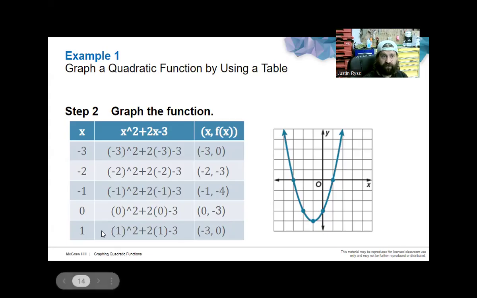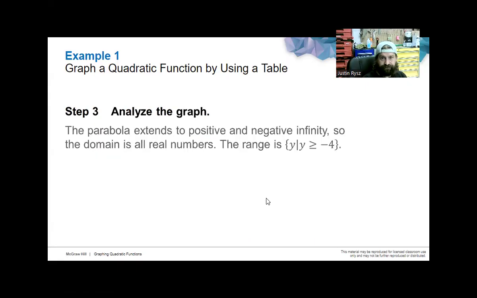Same thing with 1 and -3. They're both 2 spots away from the vertex. So if I plug in 1 squared plus 2 times 1 minus 3, then I'm doing 1 plus 2 minus 3, which is 0. That means the equal distance apart is also going to be 0 for the function.